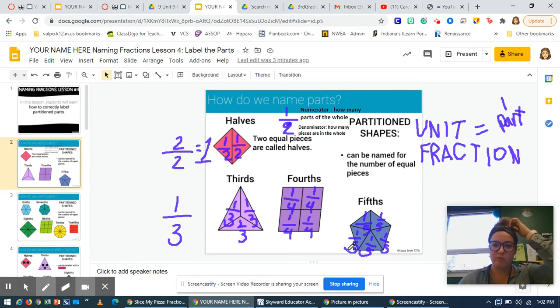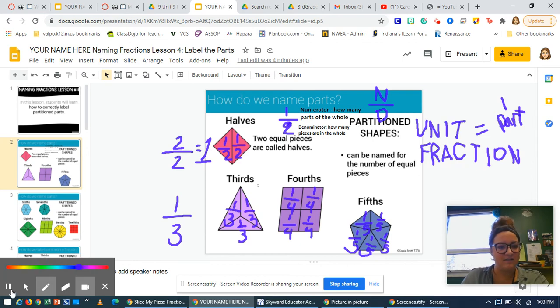All right, before we move forward, I want to give you guys my trick for remembering numerator and denominator, because those can be tricky words. I always think about my favorite football team, Notre Dame, the Fighting Irish. So N is on top, D is on the bottom. Notre Dame. So whenever you're trying to remember which one's the numerator, which one's the denominator, just remember Notre Dame, ND.